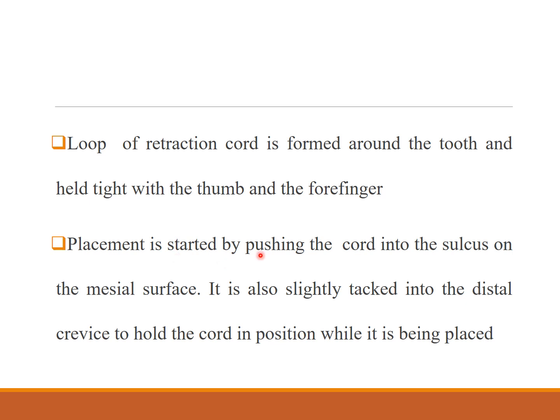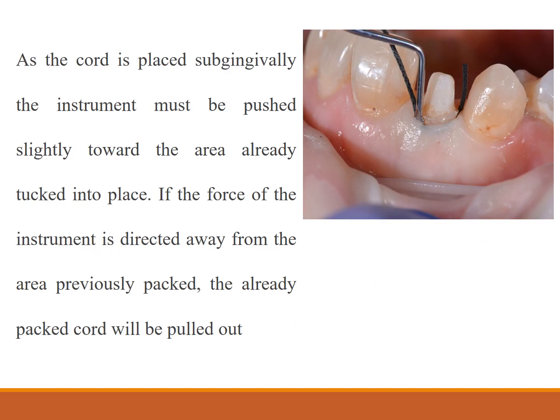Cord placement is started by pushing the cord into the sulcus on the mesial surface. Okay, so from mesial you could do the distal. It is slightly packed into the distal crevice to hold the cord in position while it's being placed in the mesial portion. So the cord is placed subgingivally.